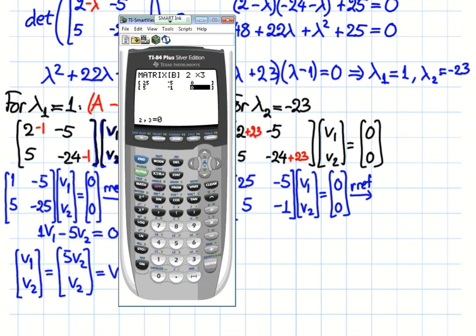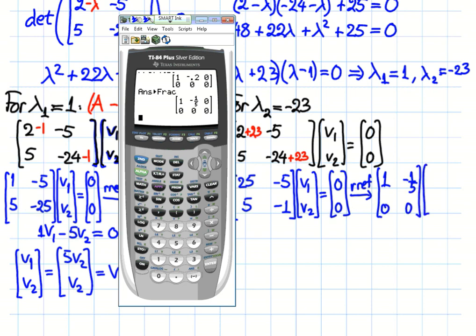We have 25, negative 5, 0, 5, negative 1. Right? And then second mode. Go back to the matrix again and do the reduced row echelon form. This time we apply it to the matrix B. So given the names, go down to B. And then we have that. We can convert to fraction if we want to. So we have 1, negative 1/5, 0, 0, times v1, v2 equal 0, 0.